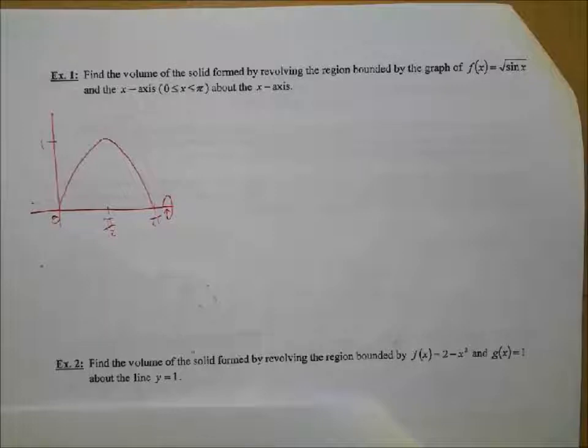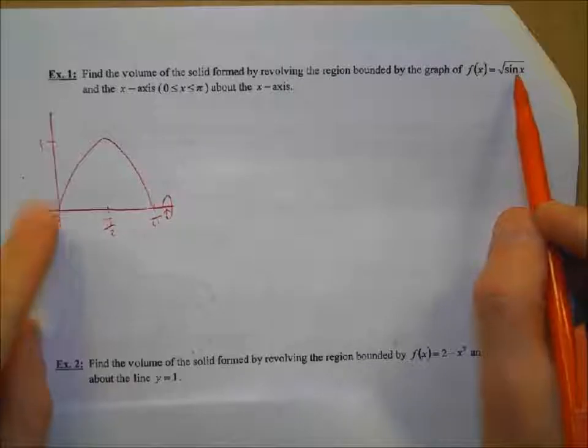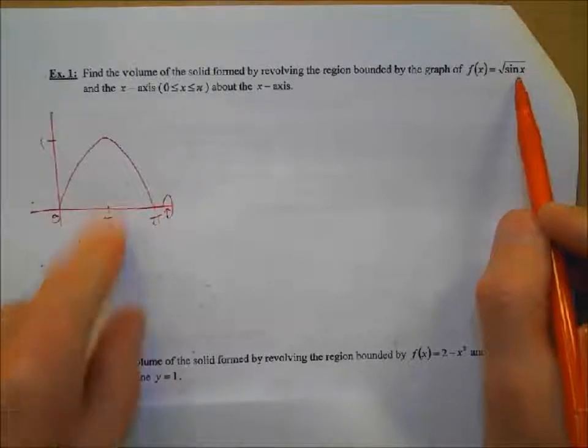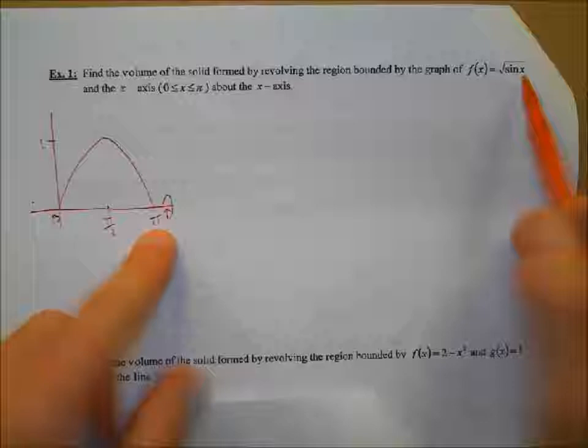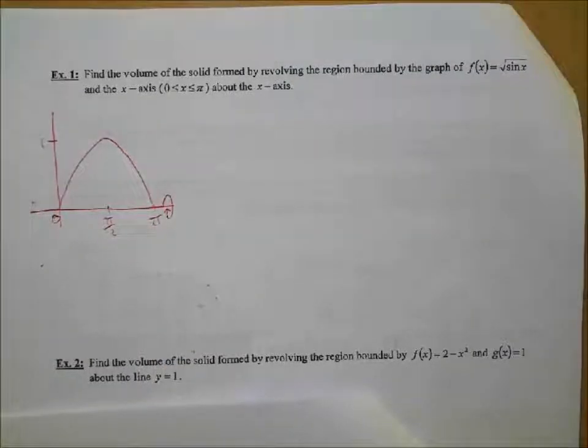Okay. Square root of sine of x is our answer. Sorry, the values are still the same, right? Sine of 0, square root of 0 will still be 0. Sine of pi over 2 is 1. Square root of 1 would still be 1. Sine of pi would still be 0. So it's roughly that shape.